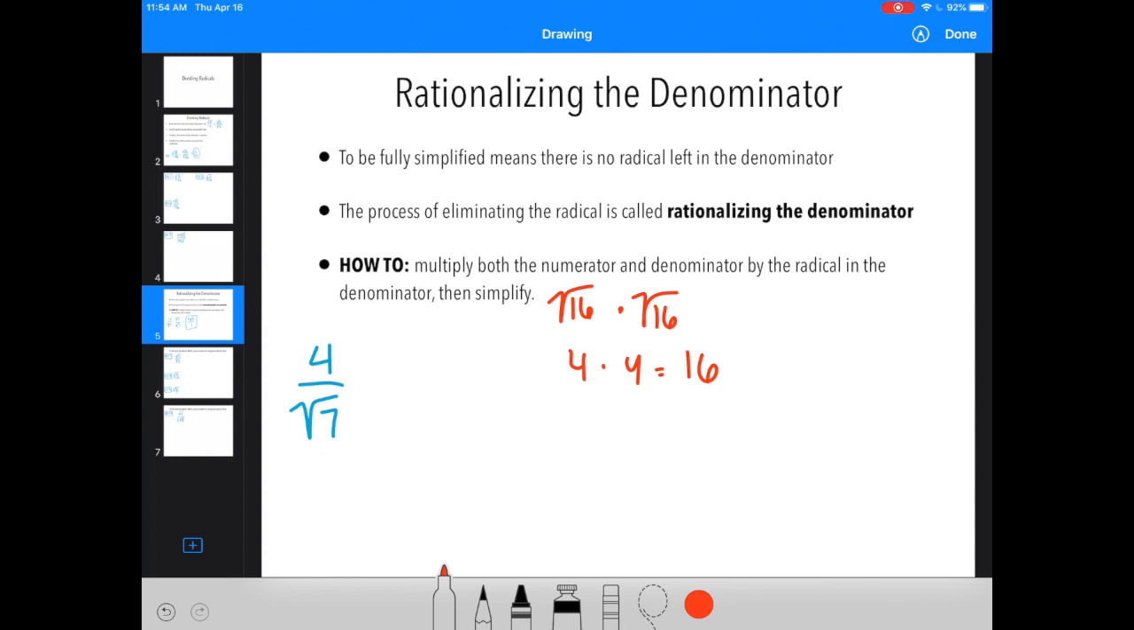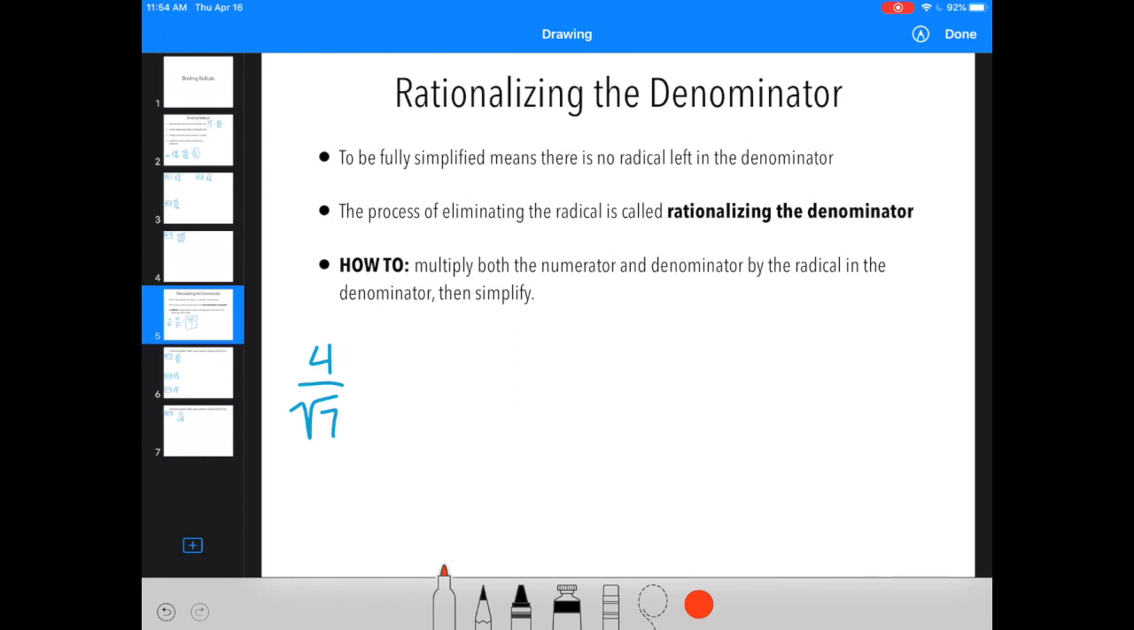So that's why whenever we see a radical multiplied by itself, we can just get rid of our root, and it will just leave us with our radicand. And that's how we rationalize the denominator. So let's look at this example. I have 4 divided by the square root of 7.